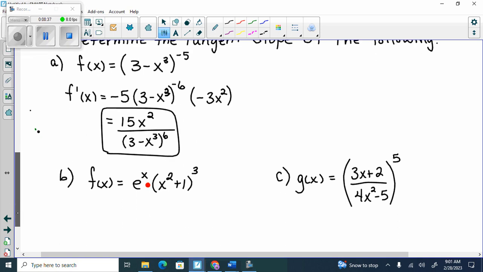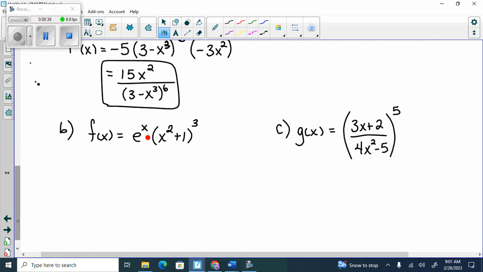This one here, we have product rule first. So this is our f. This is our g. Our f prime is e to the x. That's a great thing about e to the x. Our g prime, we have to use chain rule, which is why it's in this lesson. 3 times x squared plus 1 to the 2 times 2x. So it'll get rewritten as 6x times x squared plus 1 squared.